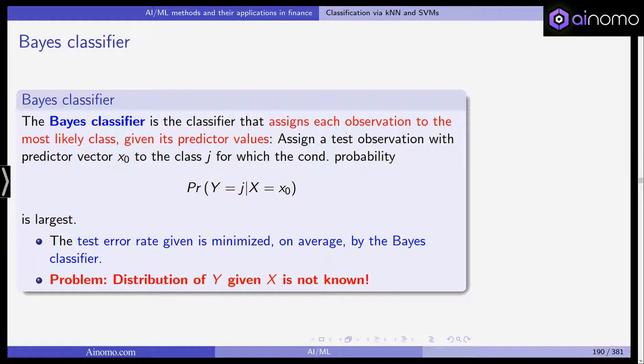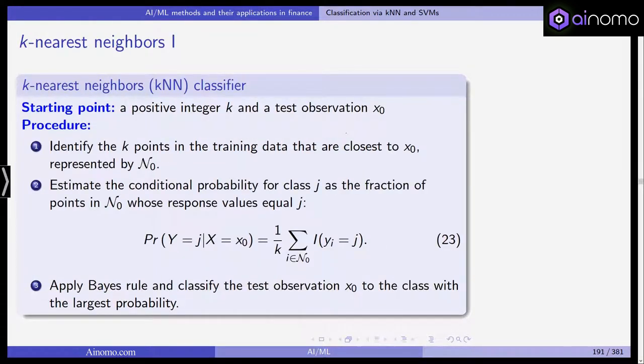But this is not the case, so we cannot actually use the Bayes classifier in practice. So what we can do instead, and the k-nearest neighbor classifier is closely related to the Bayes classifier, we start with a positive integer k, for example, 5 nearest neighbors, 3 nearest neighbors. So we have an integer k, and one test observation, x0. Starting from this test observation x0, we identify the k points in the training data that are closest to x0, and we call this N0.